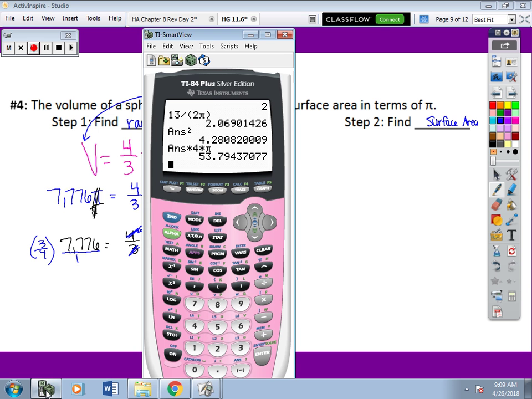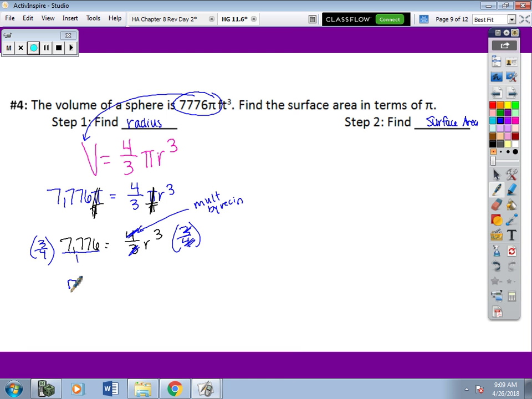So whenever you multiply this in your calculator, you can either type in 3/4 or you can do 3 times 7,776 and then divide that by 4. And luckily it gives us a nice neat number, but if it didn't, you might just want to leave it as a fraction. But we'll get 5,832 equals r cubed. Now, when we do Pythagorean theorem and we get r squared, you guys notice square root.